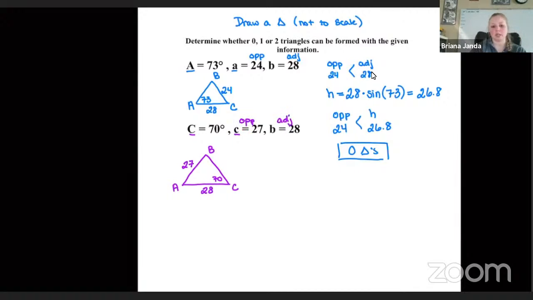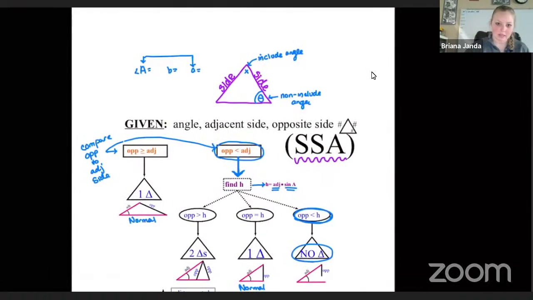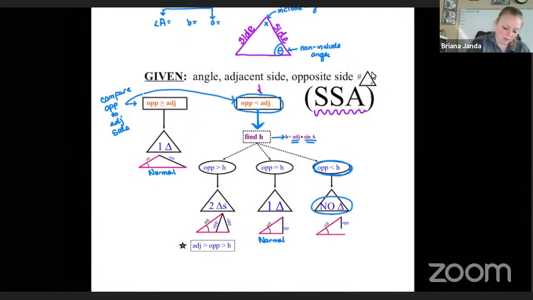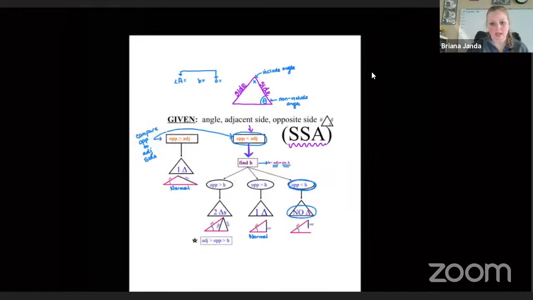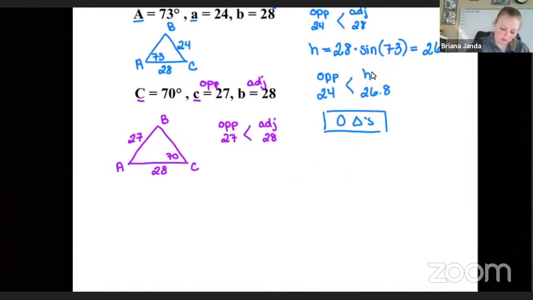Okay, and they don't have to be listed that way in order. So just make sure that you are paying attention to that in your picture. Okay, so using our flow chart, it says compare the opposite side to the adjacent side. My opposite side is 27, my adjacent side is 28. So 27 is less than 28, therefore my opposite is less than my adjacent. Again, if we go back to my flow chart, that is this second line here. So again, we're here, which says go find the height, your adjacent side times the sine of your angle. So that's my next step.